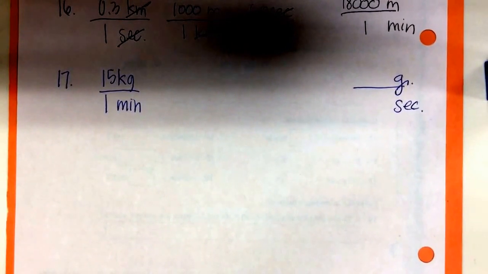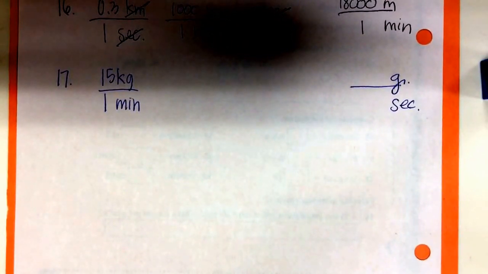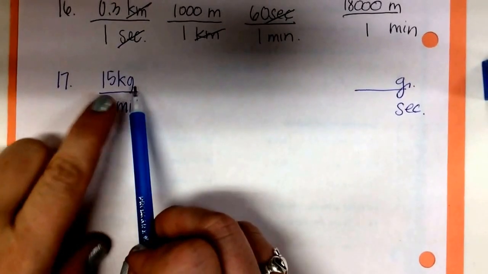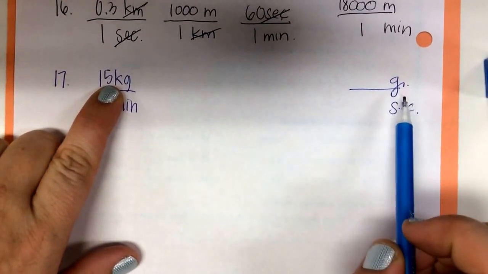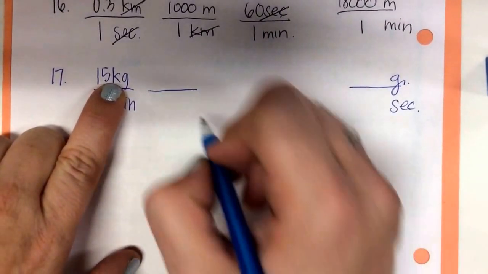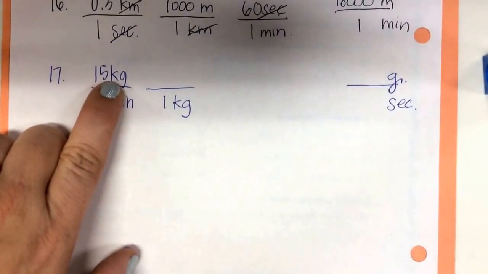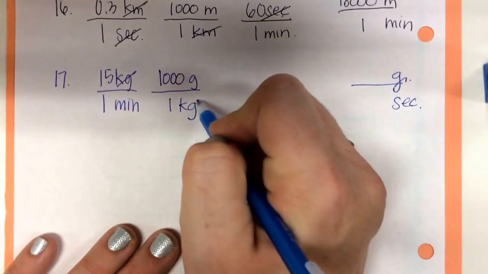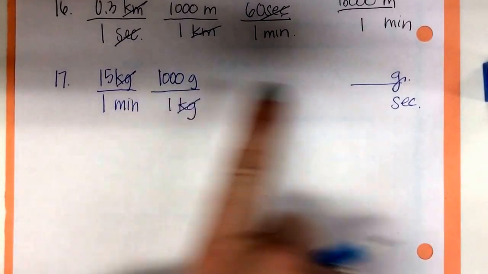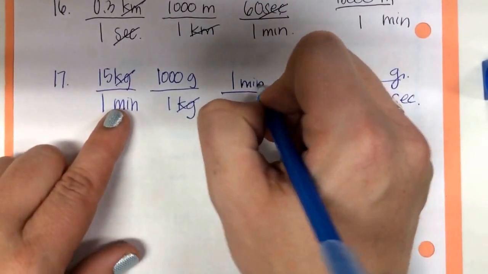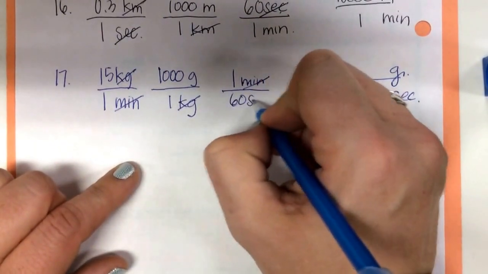Number 17: 15 kilograms per 1 minute. And I want to change it to grams per second. So what do we know about kilograms and getting it to grams? What does kilo mean? 1,000. So 1 kilogram is what? 1,000 grams. What do you know about minutes to seconds? 1 minute, diagonal so they can cross out, is 60 seconds.